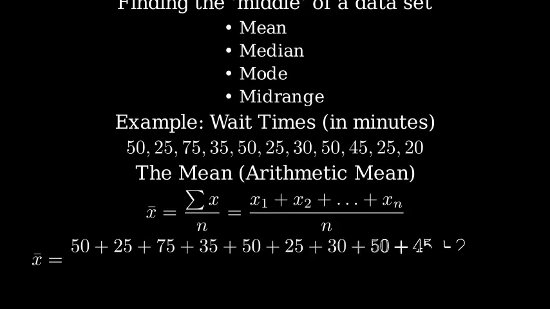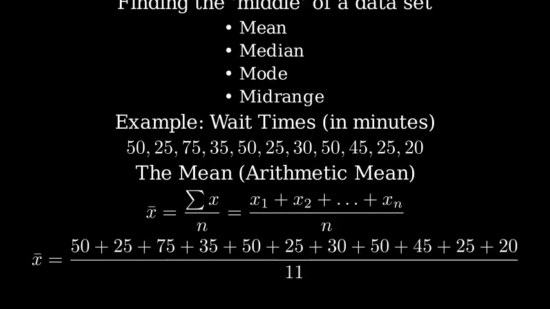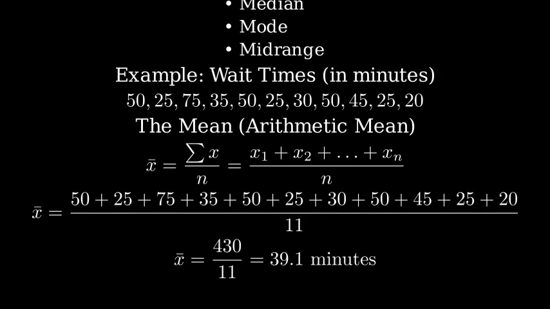We add all 11 values: 50 plus 25 plus 75 plus 35 plus 50 plus 25 plus 30 plus 50 plus 45 plus 25 plus 20, which gives us 430. Then we divide by the number of values, which is 11. 430 divided by 11 equals 39.1 minutes. So the mean wait time is 39.1 minutes.